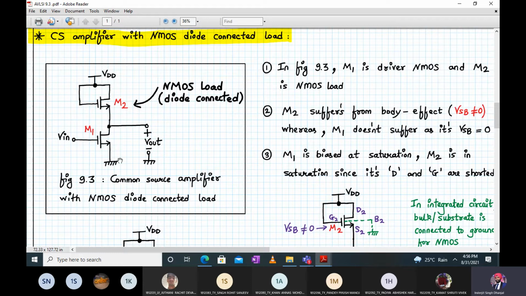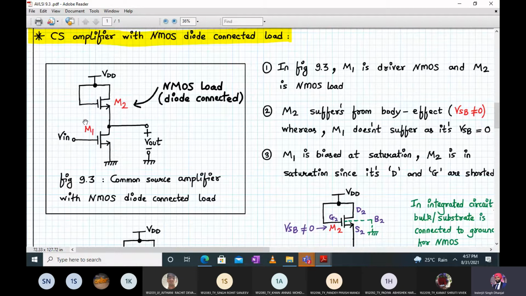Yes or no? M1 will not suffer from body effect at all because its body terminal is connected to the ground and its source terminal is also connected to the ground. What about M2? For M2, the source terminal is not connected to ground, but the body terminal of M2 is always connected to the ground. So yes, M2 is suffering from body effect.